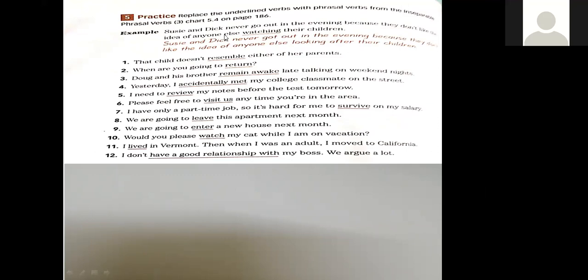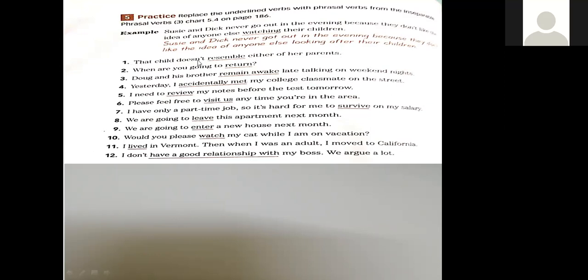Susie and Dick never go out in the evening because they don't like the idea of anyone else watching their children. We have a verb here, watching, and we need to change this verb with a phrasal verb that has the same meaning. In this example: Susie and Dick never go out in the evening because they don't like the idea of anyone else looking after their children. The same meaning as the verb watching.